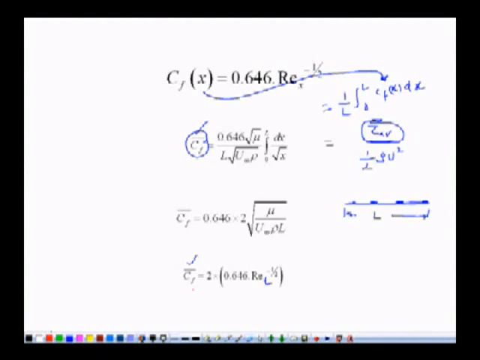Cf bar, the average skin friction coefficient, is equal to twice of 0.646 ReL raised to half. What is this value? If we compare with this, Cfx is equal to 0.646 Rex raised to half. Here we have 0.646 ReL raised to half. It means that this is the local skin friction at the trailing edge at this point.